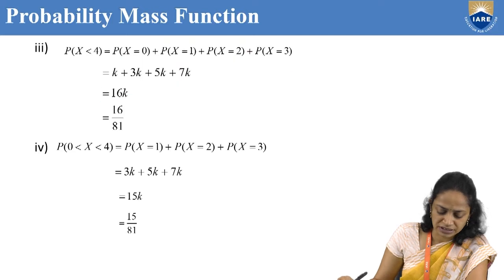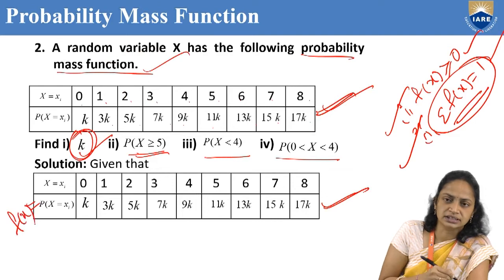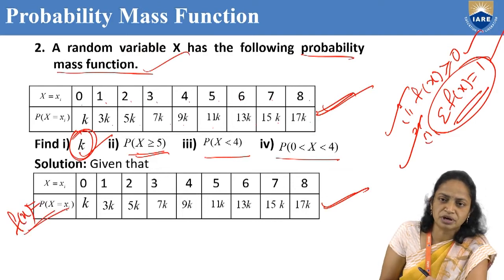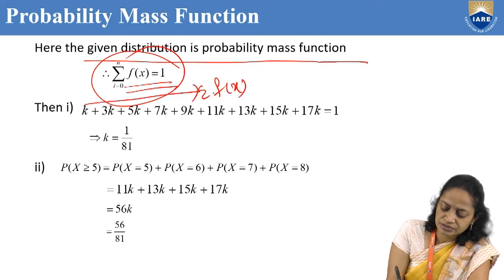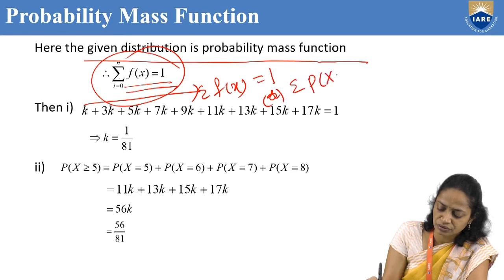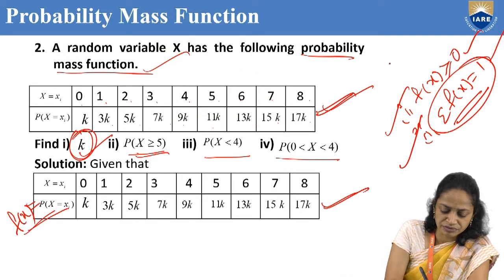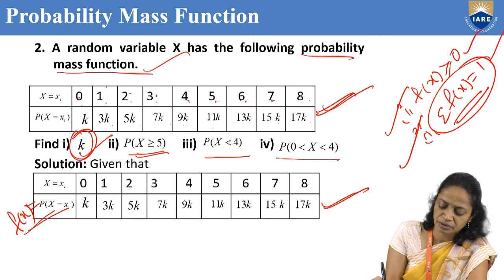So what is f of x? P of x equal to xi is f of x, so f of x equals p of x equal to x value. For finding the k value, summation f of x equal to 1. We can write summation p of x equal to xi as 1. That means p of x equal to 0, p of x equal to 1, p of x equal to 2, 3, 4, 5, 6, 7, 8.